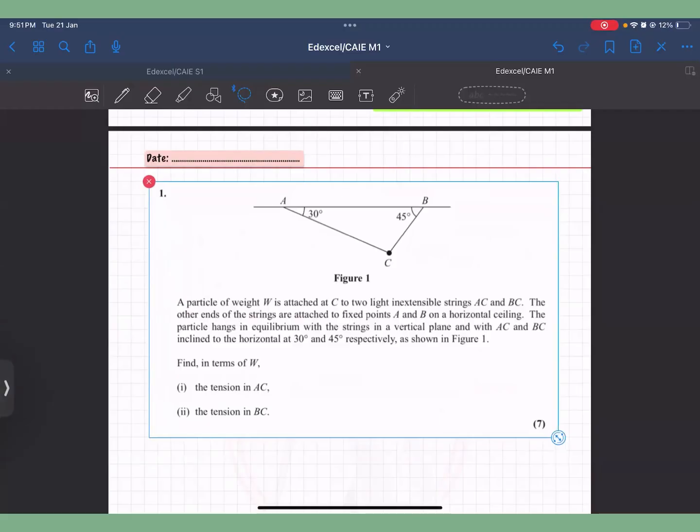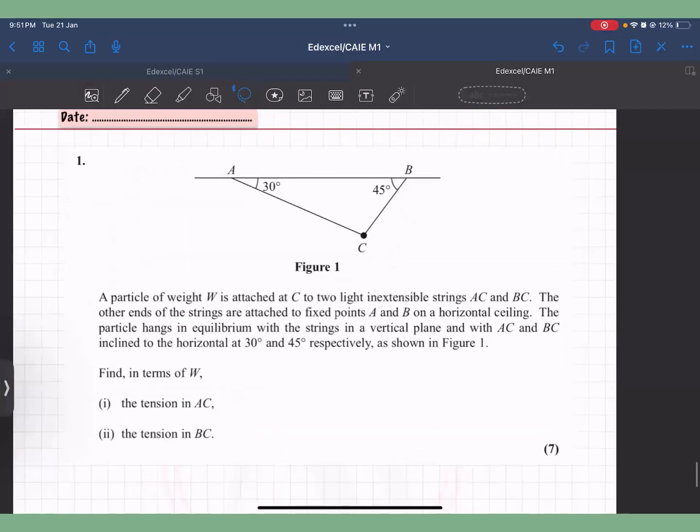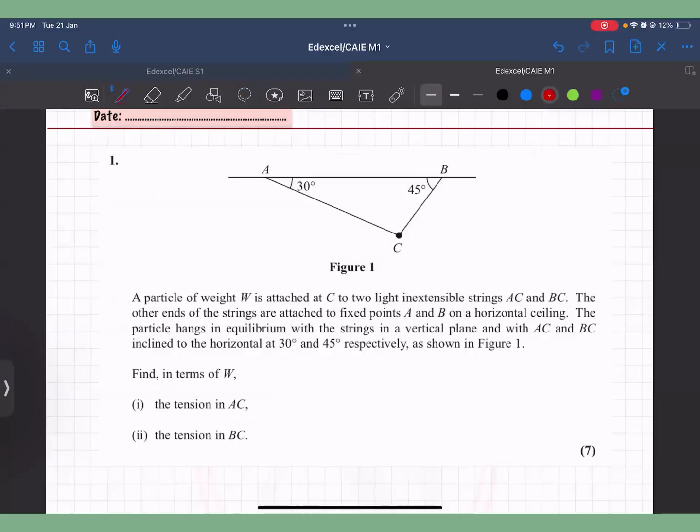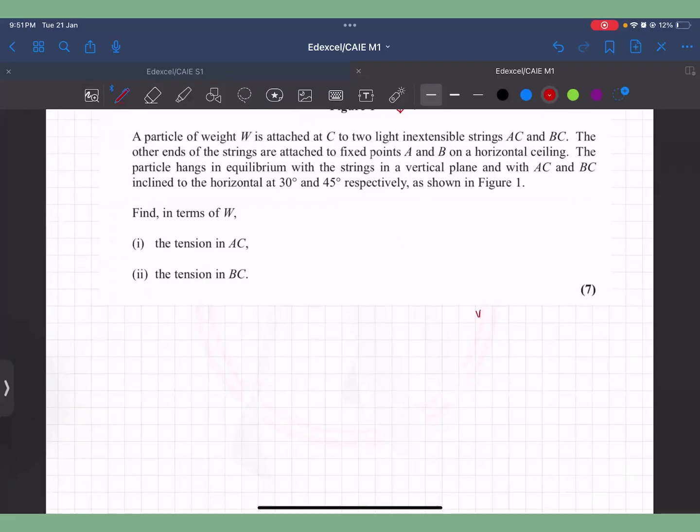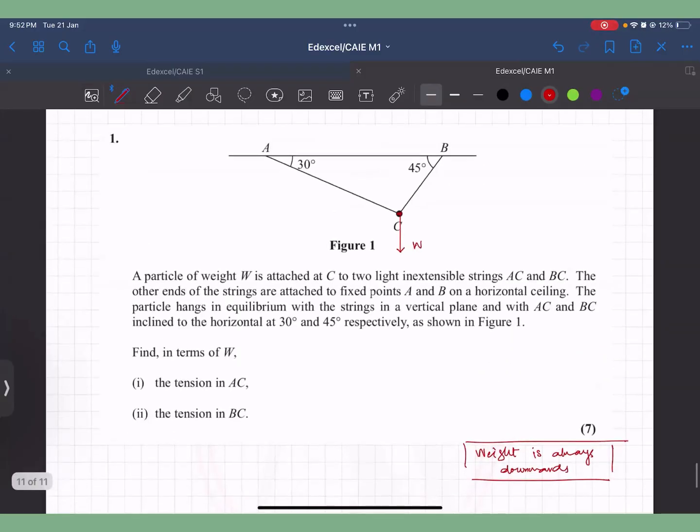First of all, we are talking about the weight of a particle. The weight of the particle, W, is attached at C. So weight is always acting downward. This is one thing that you need to always remember. Weight would be always vertically downward. Even if they don't tell you, we know that weight is always downward. This is something that you need to deduce and infer yourself.